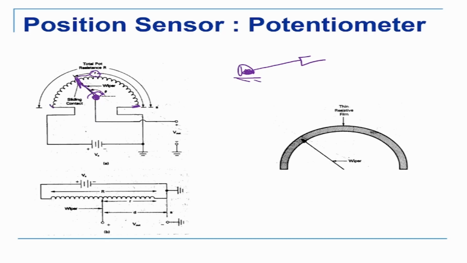So there is a total resistance, the capital resistance R from here to here, and there is a small resistance r. When the wiper moves like this, this r will change. So you get a V out which is proportional to the small r divided by capital R into V in. So this is my V out, which is the resistance coming from the small r.